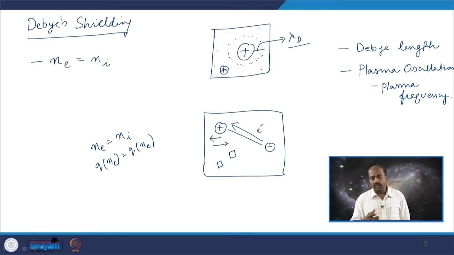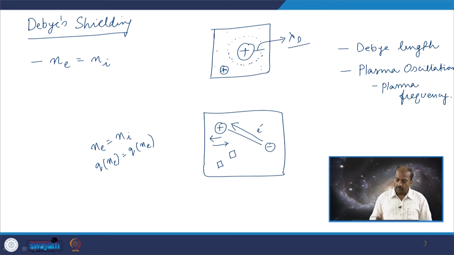Then the question really comes: what are the parameters on which this Debye length will depend? Will it depend on the mass of the electron? Will it depend on the number of charged particles per unit volume in the plasma? Will it depend on the temperature? Will it depend on any other property of the plasma, for example? Now, we will try to see all of that.